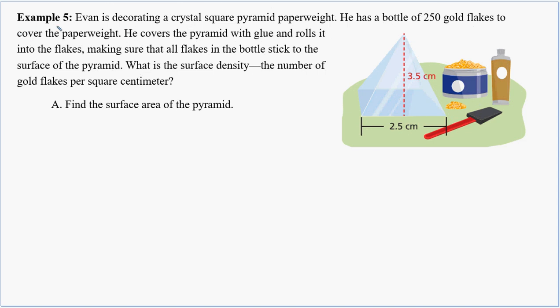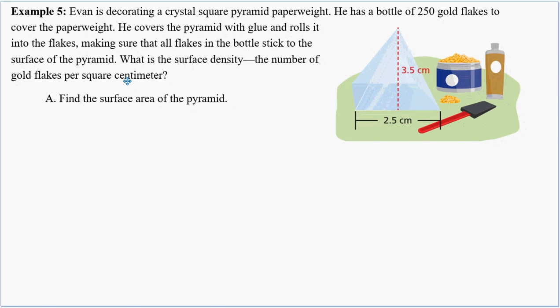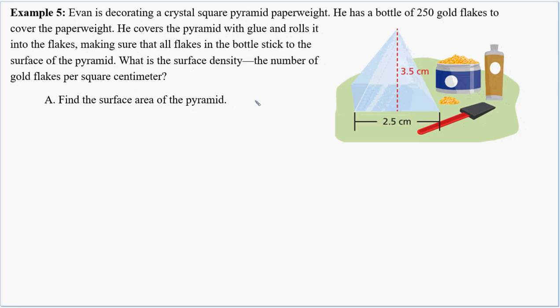So we got somebody here, Evan. He's decorating a crystal square pyramid paperweight. He has a bottle of 250 gold flakes to cover the paperweight. He covers the pyramid with glue and rolls it in the flakes, making sure all the flakes in the bottle have stuck to the pyramid. What is the surface density, the number of gold flakes per square centimeter? All right, part A. Let's find the surface area of the pyramid.